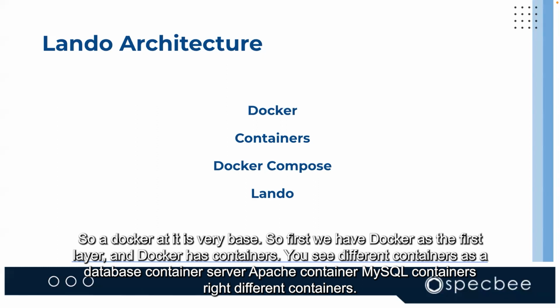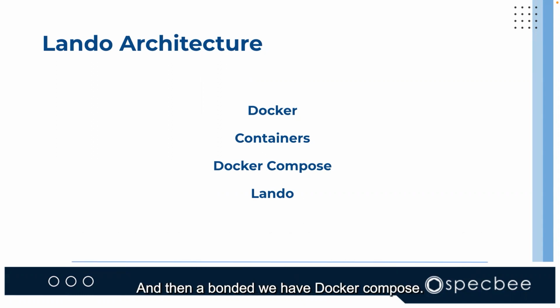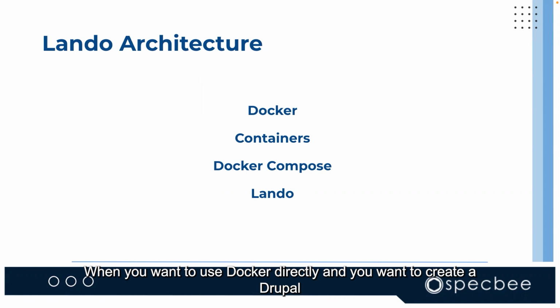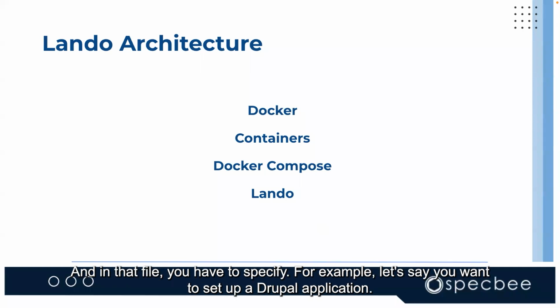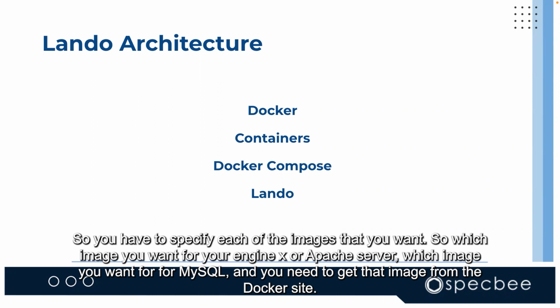So first we have Docker as the first layer, and Docker has containers. You see different containers such as the database container, the server Apache container, MySQL containers, right? And then on top of that, we have Docker Compose. Now, when you want to create a Drupal local setup directly using Docker and not Lando, you need to create a Docker compose.yaml file. In that file, you have to specify, for example, if you want to set up a Drupal application, each of the images that you want.